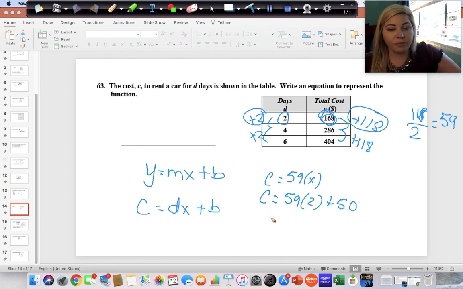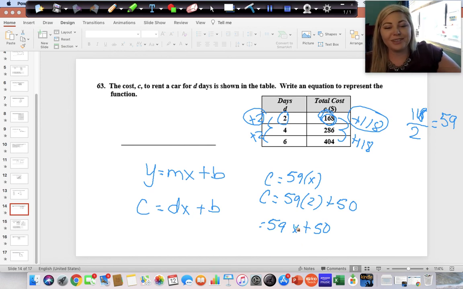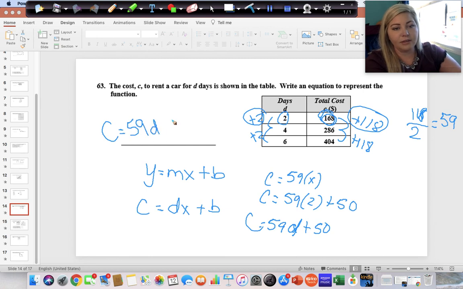So it will be 59x plus 50 as our rule. Sorry, 59D. I don't know why I put the D in the M. Sorry about that. Those should have been switched. Okay, so this is 59D, 59 times your days, and then add 50, and then that'll equal your total cost. So C is equal to 59 times the number of days plus 50.